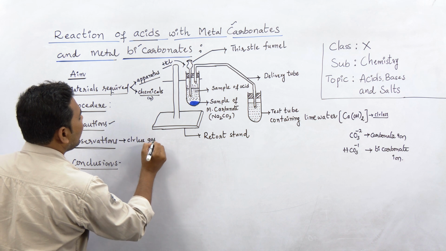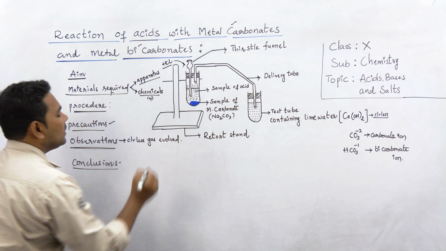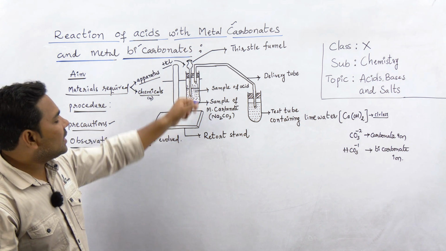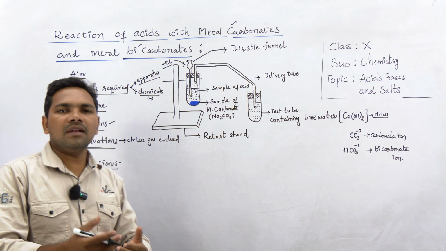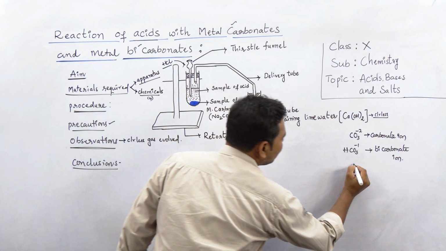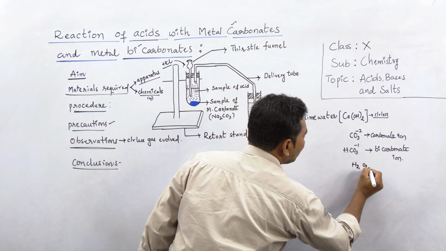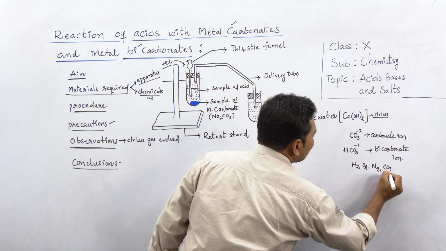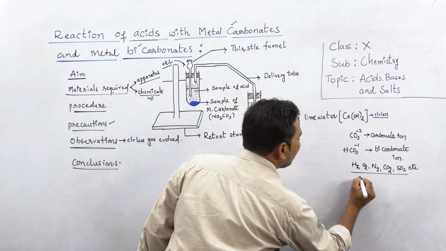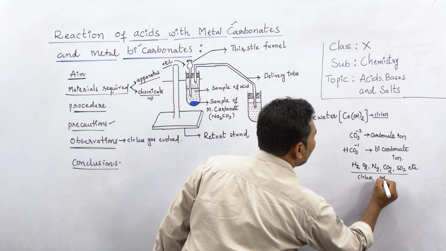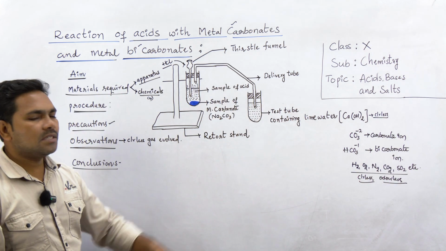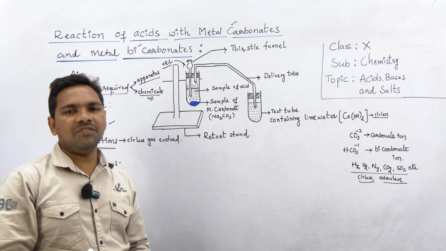Colorless gas evolved in this experiment, right? Now there are many colorless gases, like hydrogen gas, oxygen gas, nitrogen, carbon dioxide, sulfur dioxide, etc. There are many gases which are colorless and odorless. So to identify the gases among all these, each gas has its own identification test.